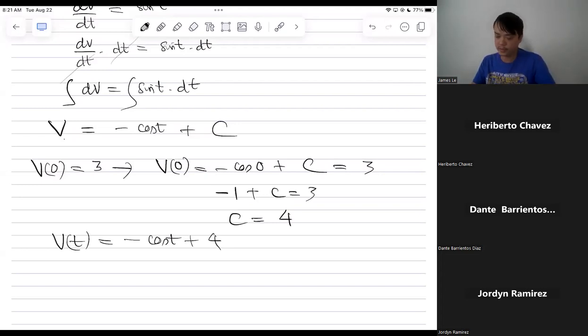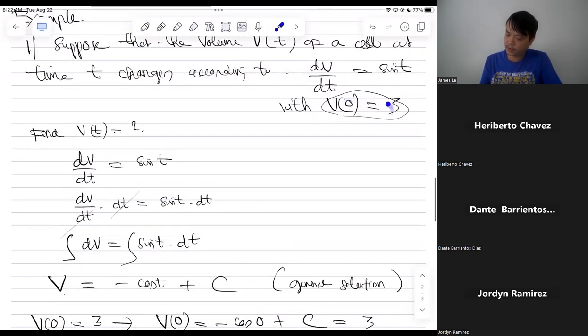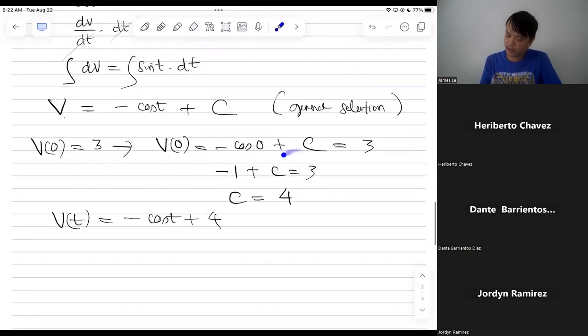Just plug in and find C. Whenever the question gives you an initial condition, you need to find the unique solution. It means you need to find C, then put it in, and you have the unique solution. That one is unique, not the whole family. When you have C right here, it's the whole family. Sometimes they call it the general solution, the whole family solution. But with the initial condition, v(0) equal 3 here, you will find only one C.